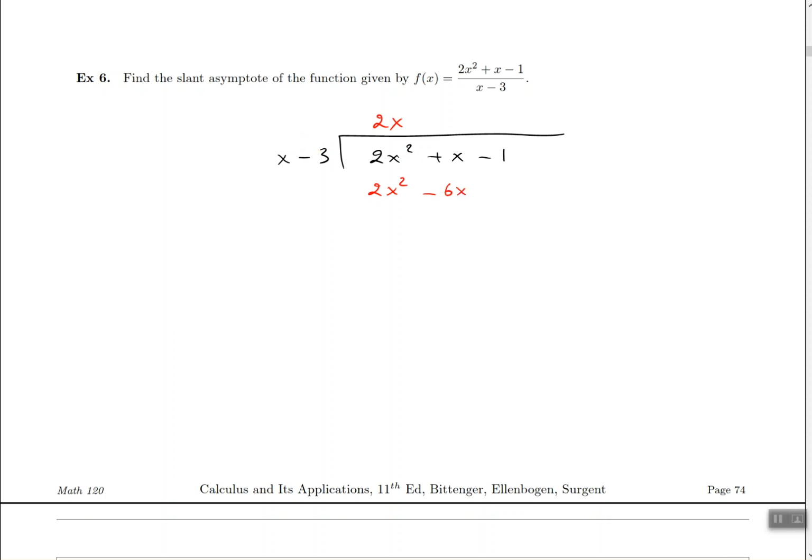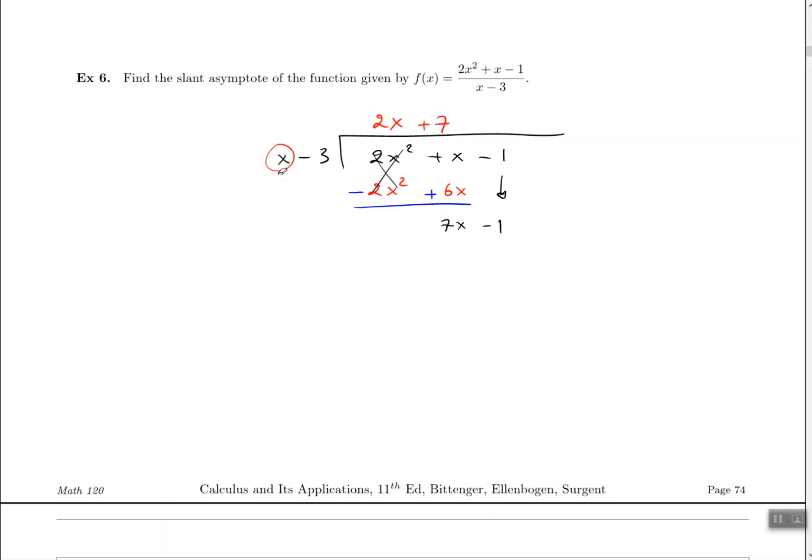And before you combine like terms, remember to switch. This one is positive, it's invisible, make it negative. This one is negative, make it positive. And combining like terms, what do I get? I get nothing, then 7x, and then the negative 1 comes down. Okay, then repeat. I want the x to become 7x. What do I multiply x by to make it 7x? The answer is positive 7.